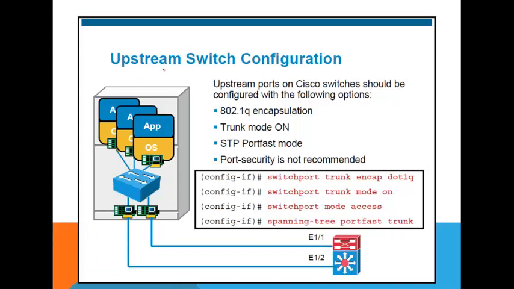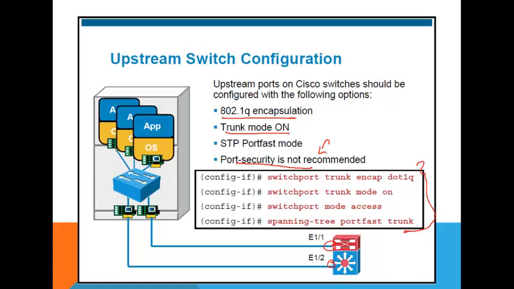Now, these things are coming from the Cisco switch. The upstream port, which is a Cisco box, should be configured with the following. It needs to have a trunk and 802.1Q enabled, and if necessary port security, but that is not recommended all the time.